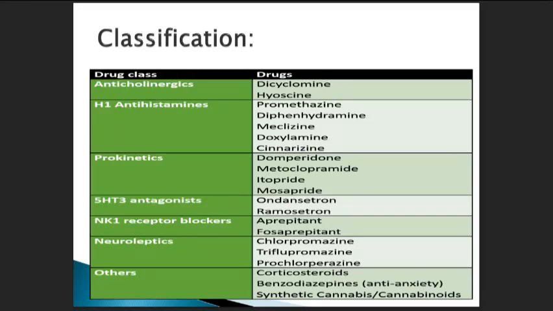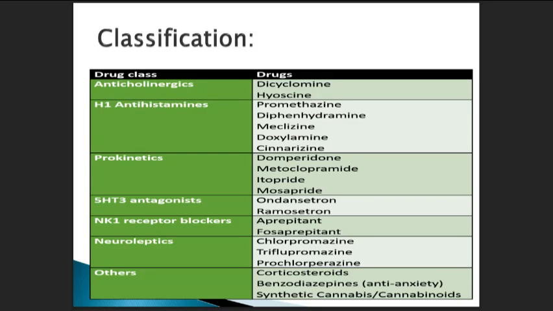Third class includes prokinetics. Fourth is 5-HT3 antagonists. Then NK1 receptor blockers or antagonists. Next class is neuroleptics.